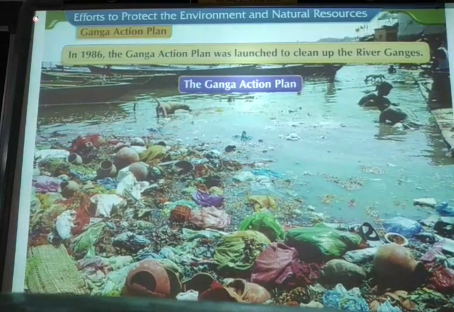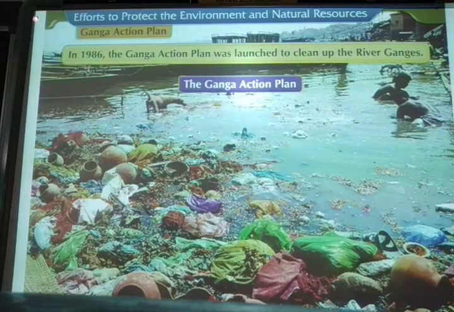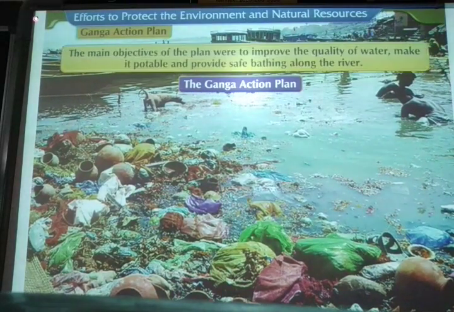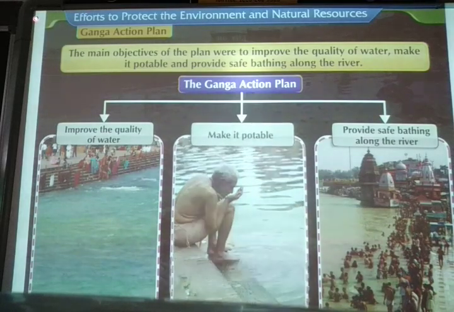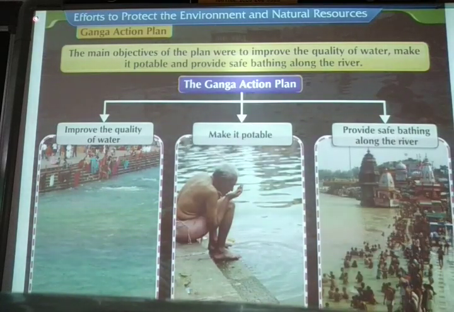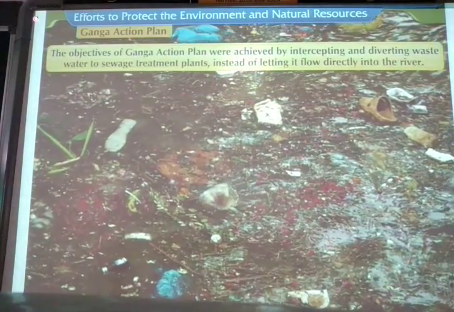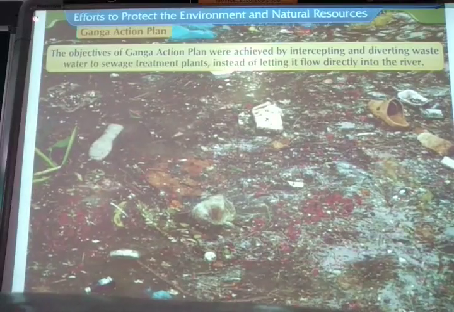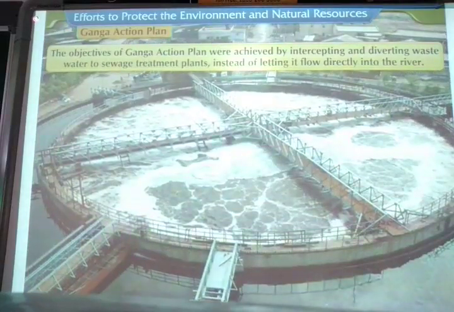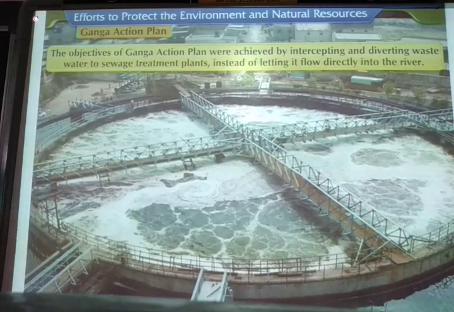In 1986, the Ganga Action Plan was launched to clean up the River Ganges. The main objectives of the plan were to improve the quality of water, make it potable, and provide safe bathing along the river. The objectives of the Ganga Action Plan were achieved by intercepting and diverting wastewater to sewage treatment plants instead of letting it flow directly into the river.